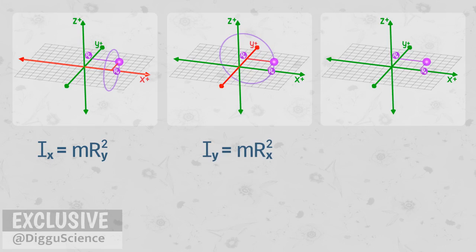In the third system, the particles will rotate about the z-axis. This means that the axis is the z-axis. The distance from the point to the axis is the length of the line perpendicular to the axis leading to the point particle. Using the Pythagorean theorem, the length of this line is the root of r sub x squared plus r sub y squared. Thus, the value of the moment of inertia on the z-axis, I sub z, is equal to m multiplied by r sub x squared plus r sub y squared.